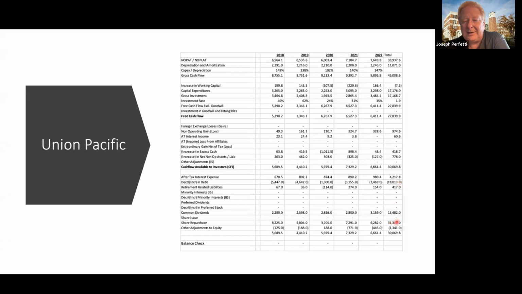As we go down, they paid out $13.4 billion worth of dividends, but they also repurchased $31 billion worth of stock. So essentially $45 billion, if you add and round off, worth of payout to shareholders, much higher than their $28 billion worth of free cash flow. So that $18 billion of increase in debt was primarily used to repurchase the stock. Okay. And that would be our story of Union Pacific.